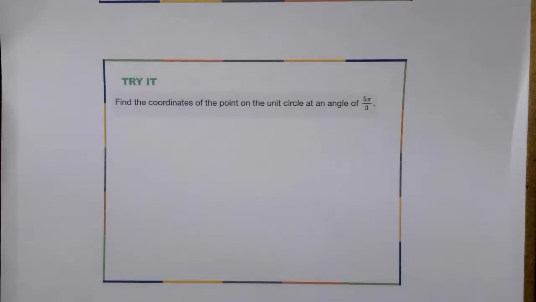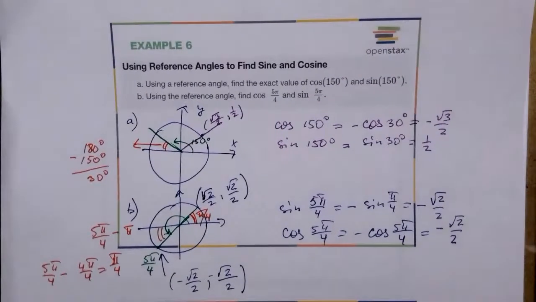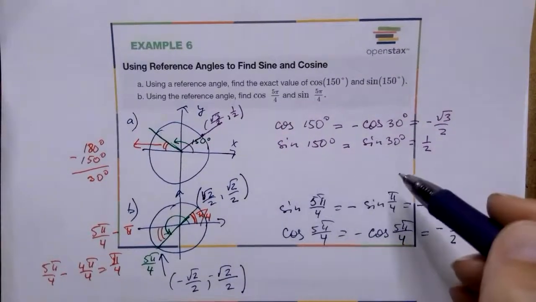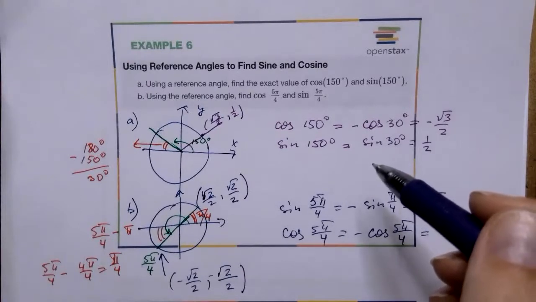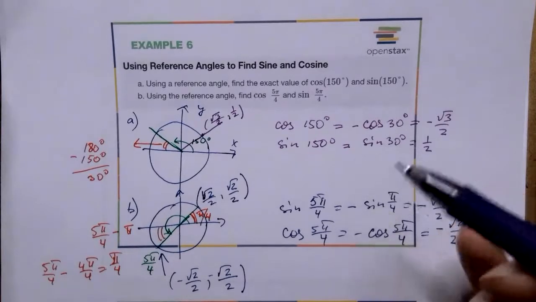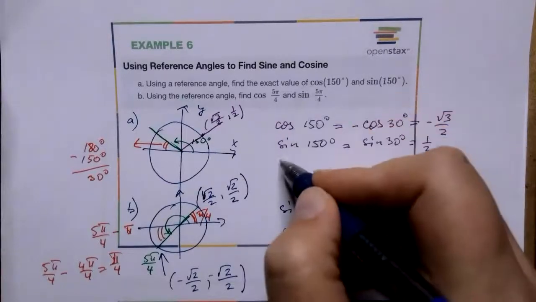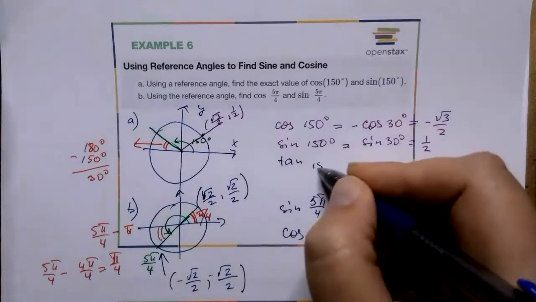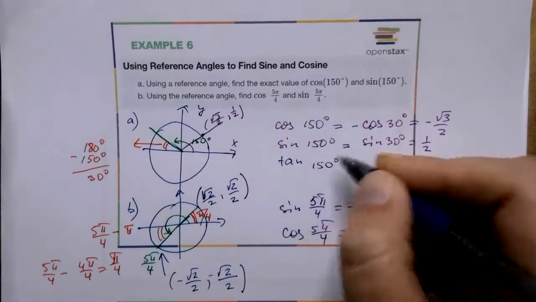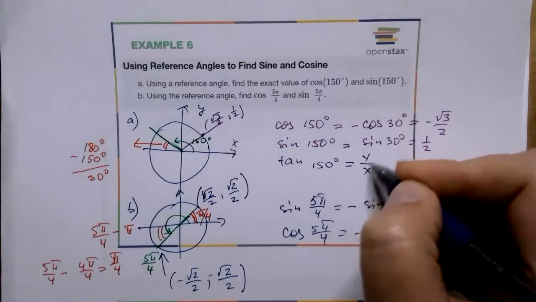Okay, I assume that you tried this problem, and I want to go back to example 6, and I want to finish finding the rest of the trigonometric functions of all of these angles, because you will be asked to do that sometimes. Okay, so let's find the tangent of 150. So tangent of 150, the definition is it's y over x, right?